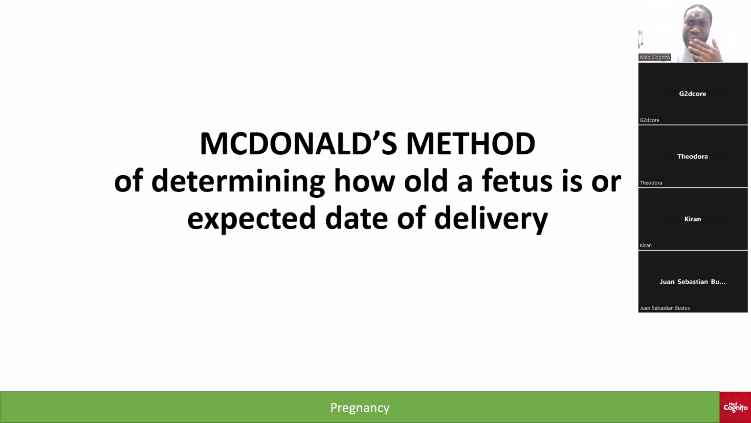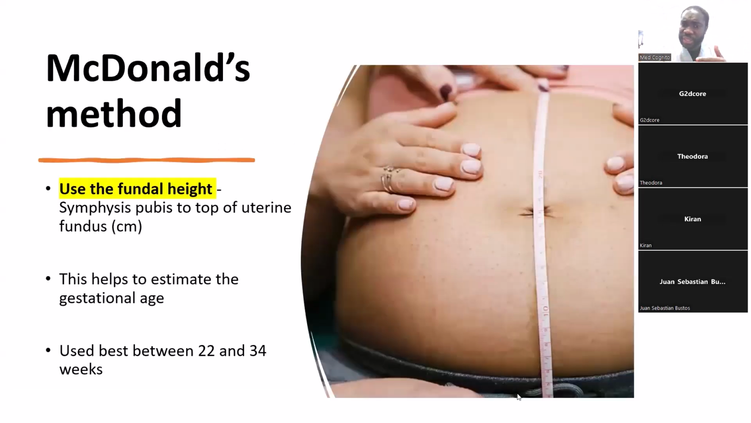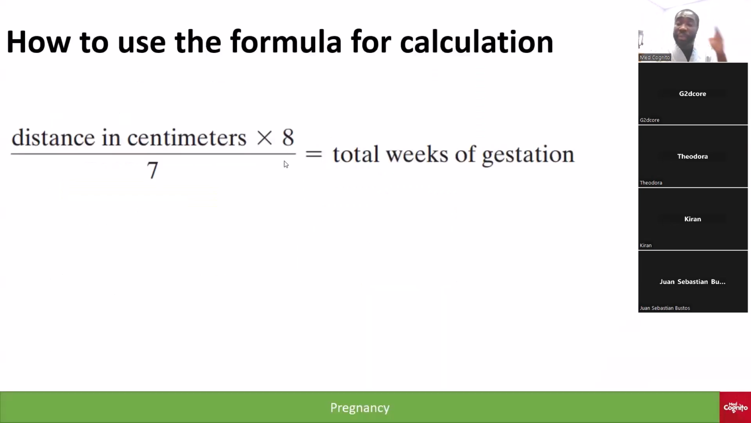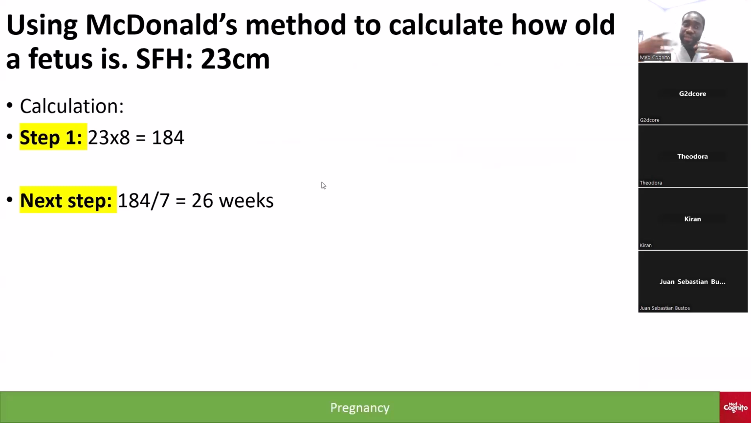And how you can do that is basically you just measure the length of the uterus from the pelvis to the top of the uterus. And then, as we said, you're going to use a calculation. You're going to multiply that by 8, and then after that, divide it by 7, okay? And we've already gone through some calculations.